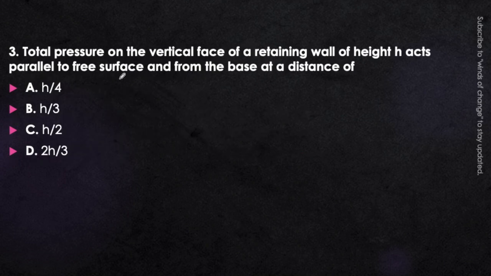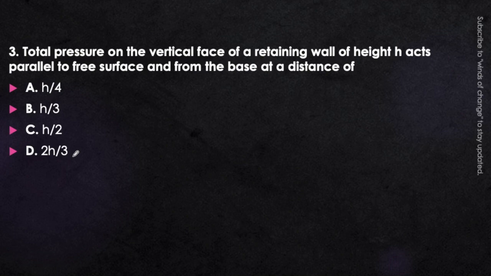Next question. Total pressure on the vertical face of the retaining wall of height h acts parallel to the free surface and from the base at a distance of h by 4, h by 3, h by 2, or 2h by 3. Just think about it. It is also an easy question, since it is a triangular force that will be acting. Maximum value will be at the base, and at the top the value will be 0.